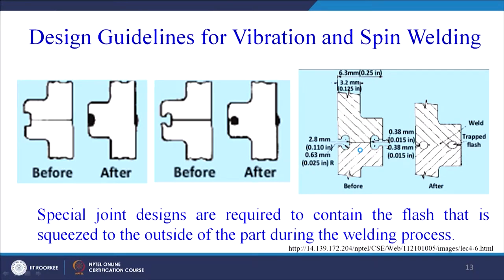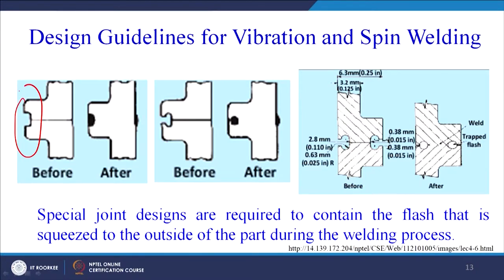All of us know that when we are joining two plastic parts, and in the previous slide we have seen that there is a melting of the plastic at the interface, there is a tendency of this plastic to move out as a flash when it is in the molten state and when we apply a certain amount of pressure. Under that pressure, the molten plastic may come out at the edges and form a flash. Now, how to avoid the flash?